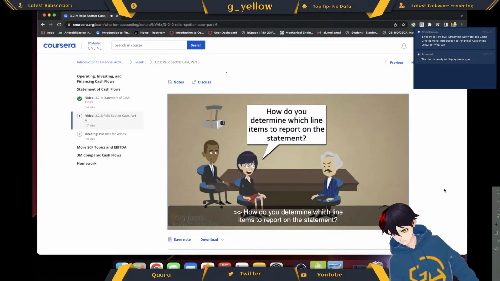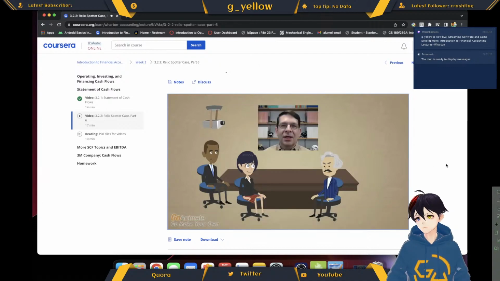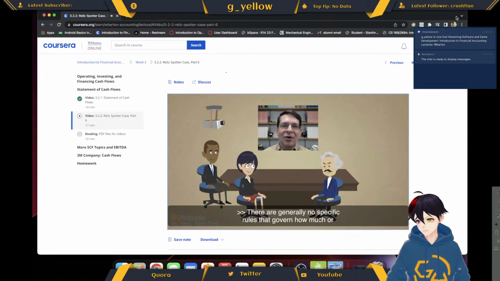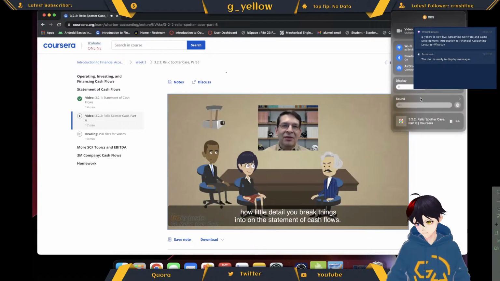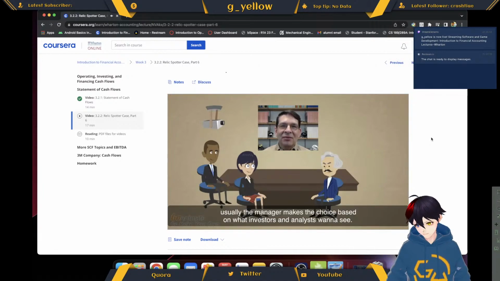How do you determine which line items to report on the statement? Oftentimes, don't companies simply report a line called capital expenditures? There are generally no specific rules that govern how much or how little detail you break things into on the statement of cash flows. It's the manager's choice, but usually the manager makes the choice based on what investors and analysts want to see. Because if investors and analysts are looking for a piece of information that's not there, they'll just ask the company about it during a conference call or some other communication. So what you're seeing on the cash flow statement is a joint agreement between managers and the users of the financial statement as to how much detail they want to see in these various line items about the company.